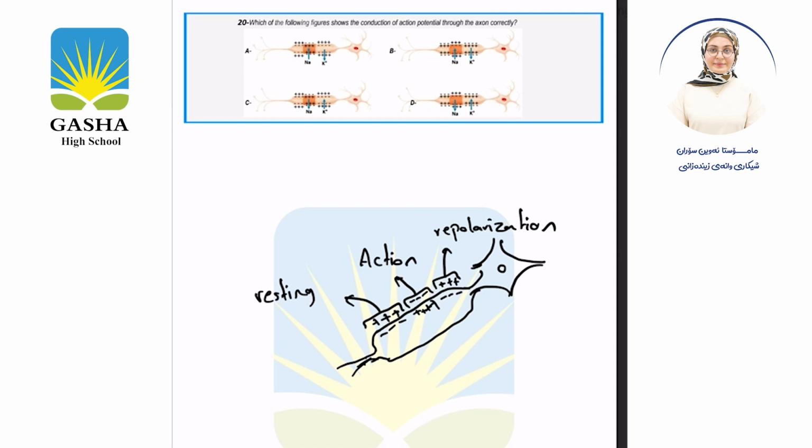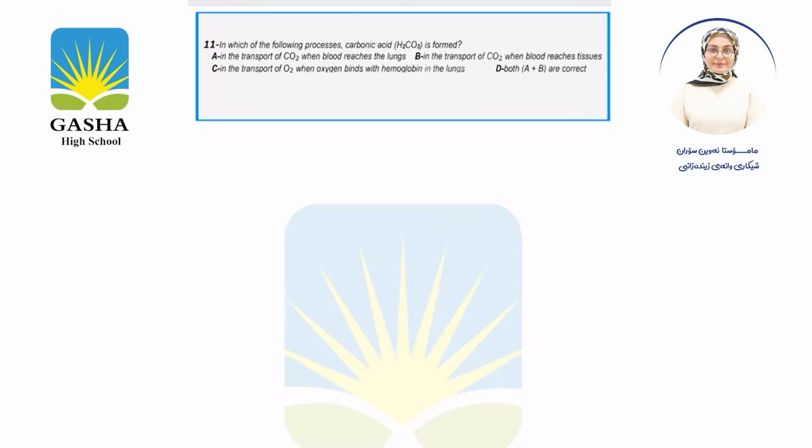So let's compare this figure to the multiple choice to see which one is correct. When we compare, the multiple choice A is the correct phase and figure for the situation of sending the signal. So the true answer for 20 is what? Is A. Question 11. In which of the following processes is carbon dioxide formed?